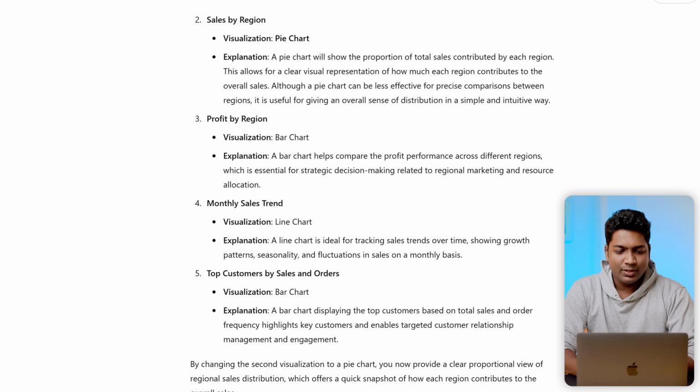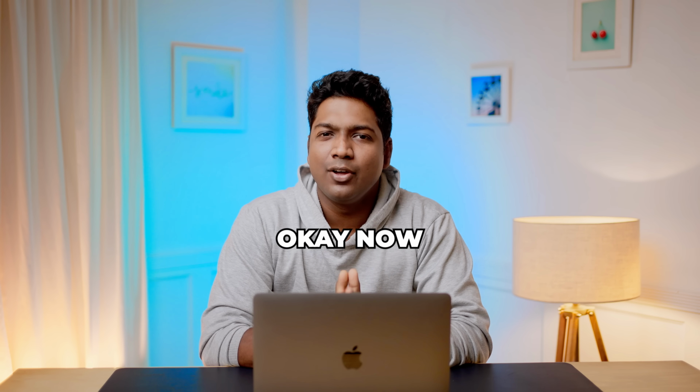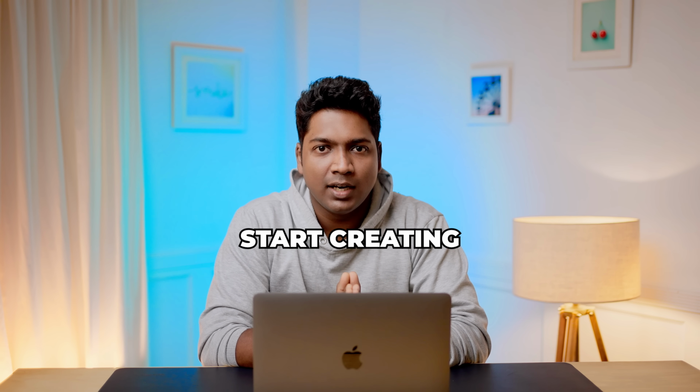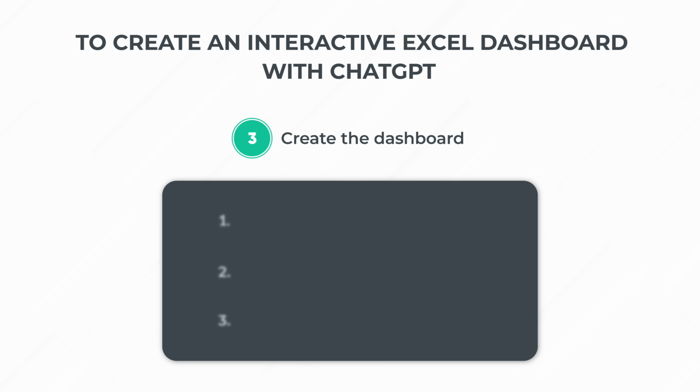And as you can see, the visual type has been changed from a heat map to a pie chart. Okay, now that we've got the visual ideas, we can start creating the dashboard web page with these particular ideas. So next, let's go to the final part, which is to create the dashboard. To create the dashboard, we're going to do 3 simple steps.